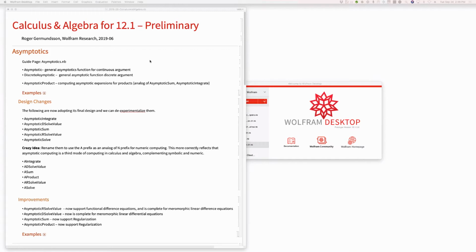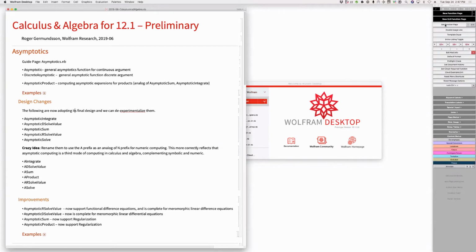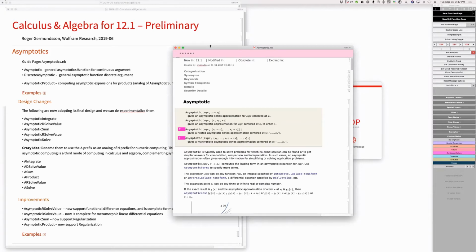Just to summarize, we've been rolling out asymptotics gradually as a full third mode of computing: numeric, symbolic, and asymptotic. Now, the three new functions this time around, and their design augmentation or changes for the existing ones that we rolled out. So the three new ones. I'm scared about one called just asymptotic. That's the first one on this list.